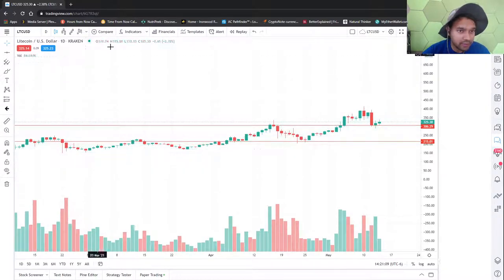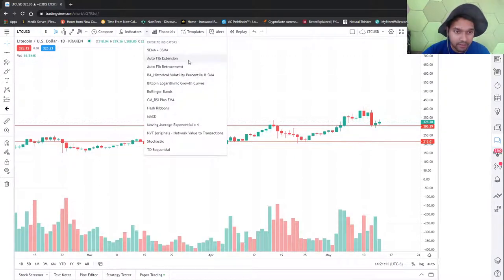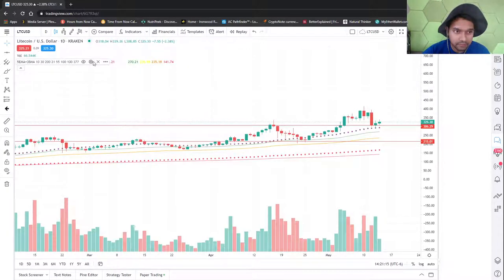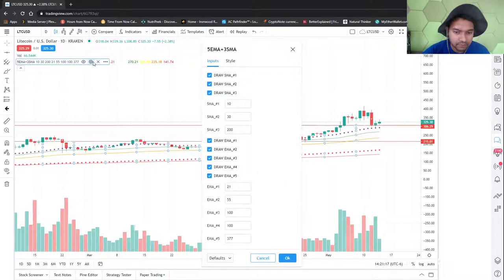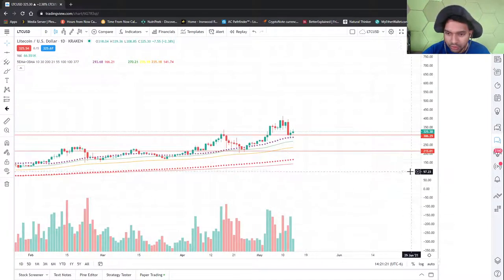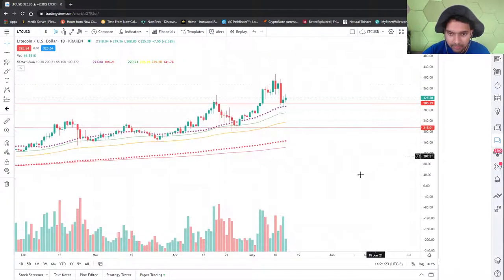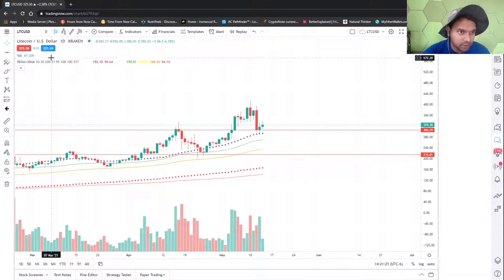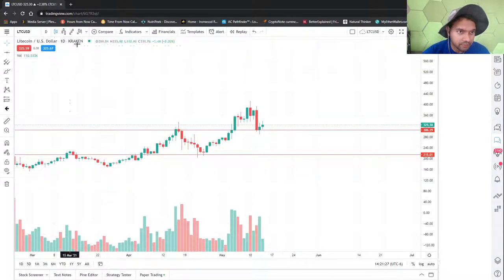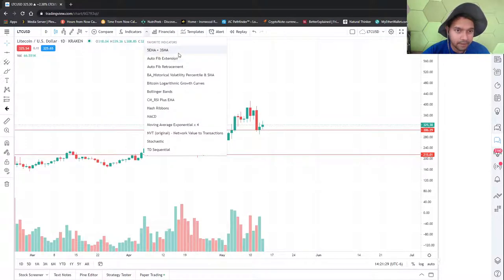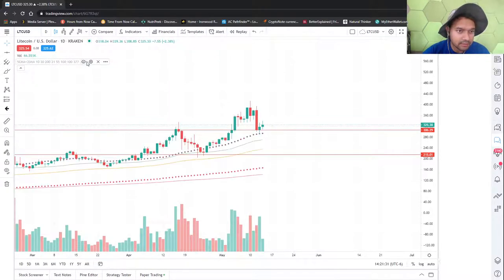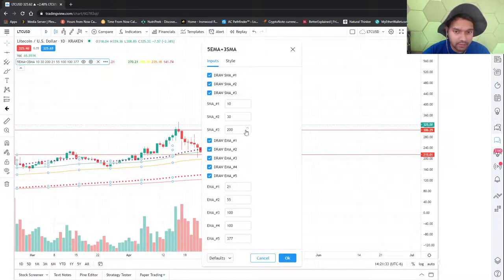Bollinger Band doesn't do anything for me at this point. All right, so yeah, it looks good. What's the dotted line here? Come back. All right, so I think it's a 300, 200 SMA.